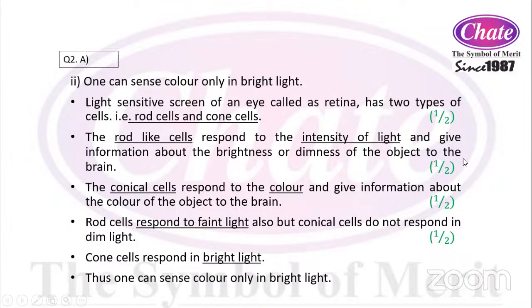Again, you can see the division of the marks. In this way, the marks are divided among these points so that you do not miss any point and get the complete marks. Now moving to the next question.